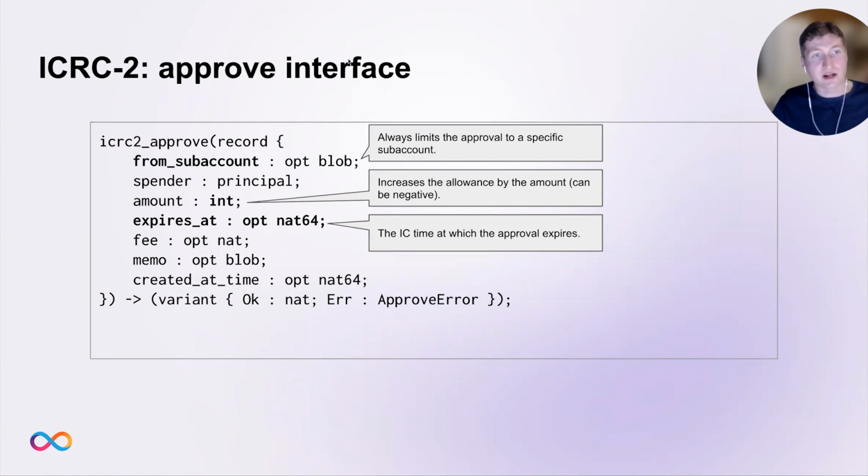And you can specify the fee that you expect the ledger to use for this approval, memo and created_at_time, which have exactly the same semantics as ICRC-1. We just inherit them because this will be more consistent.